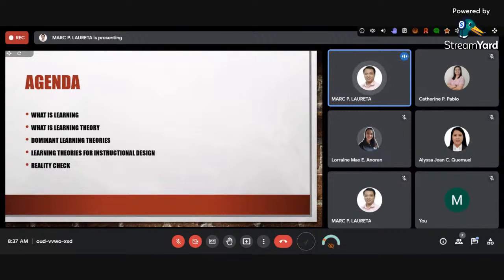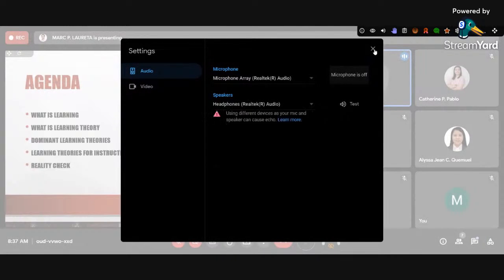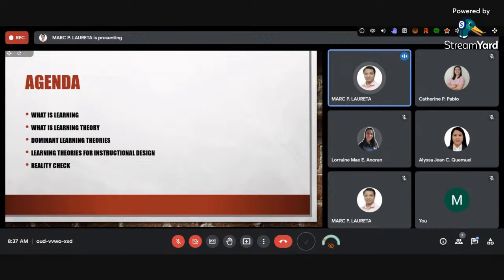So as you can see, we have here our agenda. In terms of learning theories, we're going to discuss the topic list. So what is learning? What is a learning theory? And then major camps of a learning theory. Then what is the relationship between learning theories and instructional design? And then in reality, what will be the value of learning theories to instructional designers?